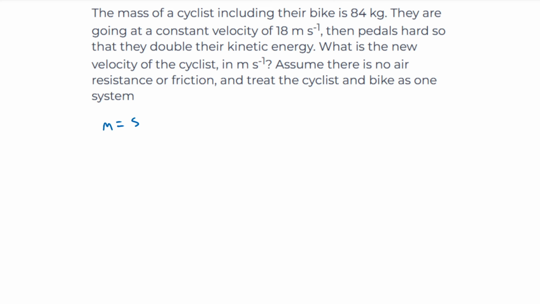Mass, or m, is equal to 84 kilograms. Initial velocity, or VI, is equal to 18 meters per second. We know that the final kinetic energy, EK final, is equal to double their initial kinetic energy, or EK initial. So EK final is equal to 2 EK initial. We need to find the final velocity, or VF. So VF equals question mark in meters per second.